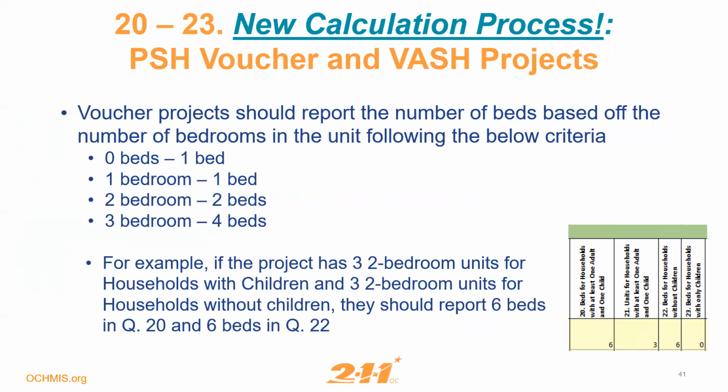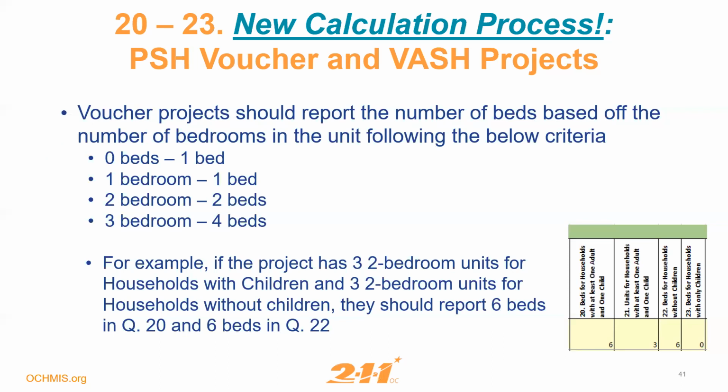If your project is a permanent supportive housing voucher or VASH project, you should report the number of beds based off of the number of bedrooms in the unit following the below criteria. So if your unit has 0 bedrooms, you report 1 bed. If your unit is a 1-bedroom, you will report 1 bed. If your unit is a 2-bedroom, you will report 2 beds. And if your unit is a 3-bedroom, you will report 4 beds.